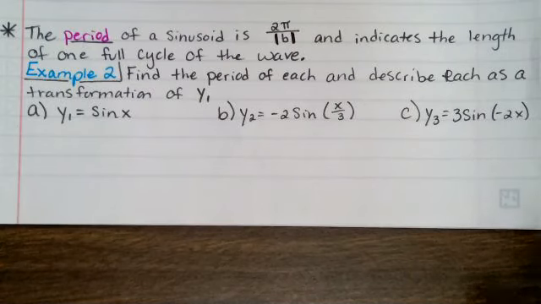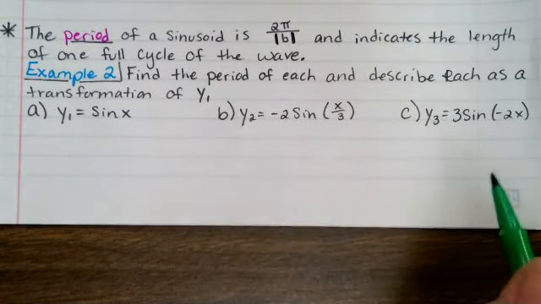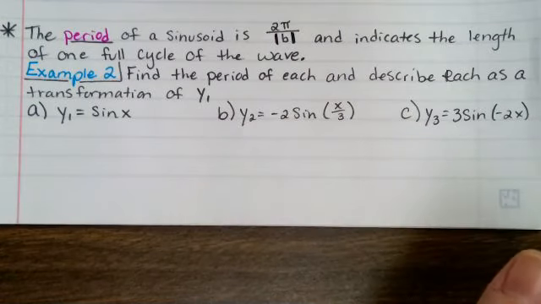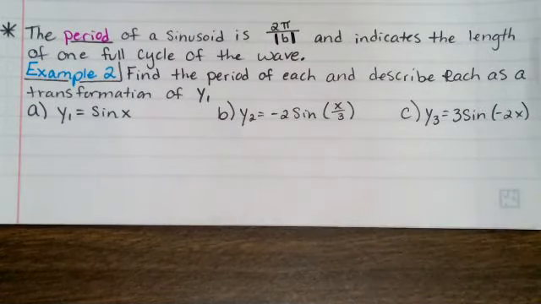So it's a little bit tricky. You're not just looking and seeing how long does it take to get through. You are actually calculating it, which some of you guys will prefer to the graph. Just depends on who you are. So similar rules here on this example. They said find the period this time, and then we're still describing as a transformation of that first one.